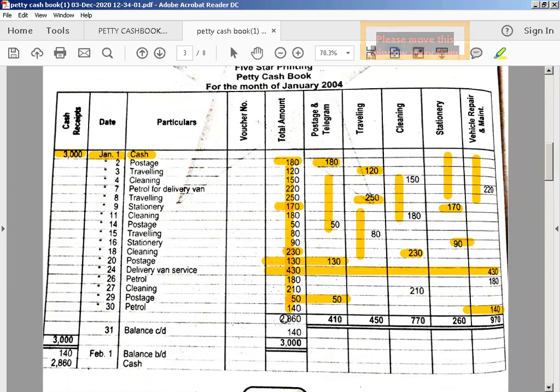Kindly you have to solve it by yourself, अपने personal calculations कीजिएगा, so that you people will be more confident when you have solved the question by yourself. Your amount will be 2860 by the vertical calculation, and in the postage expense you get the amount 410. In the traveling you get the amount of 450. Then in the cleaning column you get the amount of 770. Then the stationery column you get the amount of 260, and in vehicle repair you get the amount of 970.